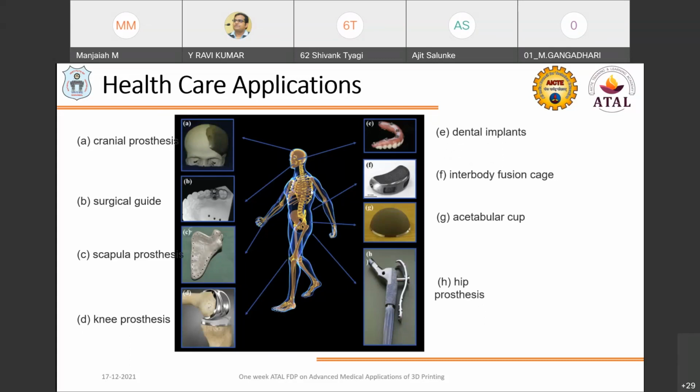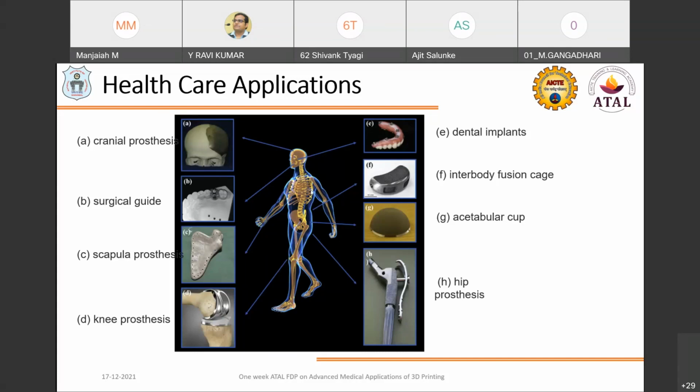The acetabular cup is majorly utilized in most aged patients who have a fracture of the hips and so on. As well as the hip prosthesis, these are all the major medical and biomedical healthcare applications using metallic or alloy materials.